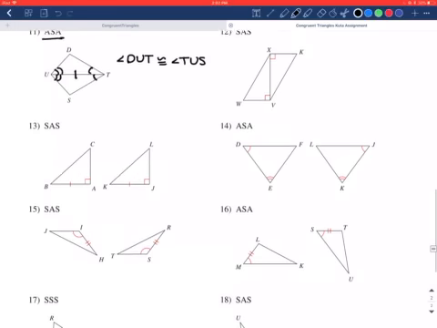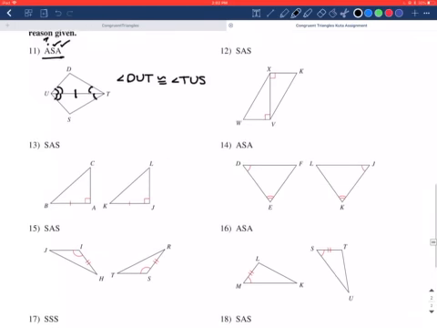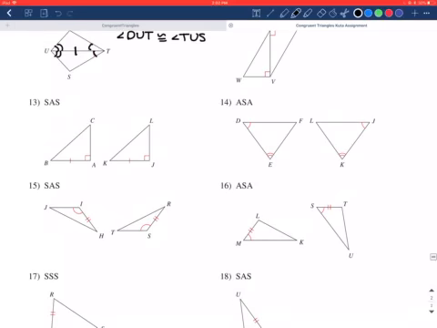I'm going to keep going through these, trying to figure out which ones I want to do. I want to give you some challenging ones too. I'll just go down and do the odds, and I'll let you do the evens. For 13, SAS, side, angle, side. So they've given us a side, and they've given us an angle, and they're asking, how do we prove it by side, angle, side? Well, they gave us a side and they gave us an angle.